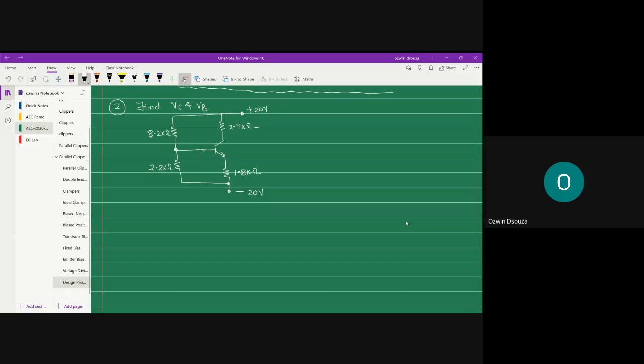Okay, let us consider the second problem. The statement goes like this. For the circuit shown below, find VC and VB. VC is the collector to ground voltage and VB is the base to ground voltage.